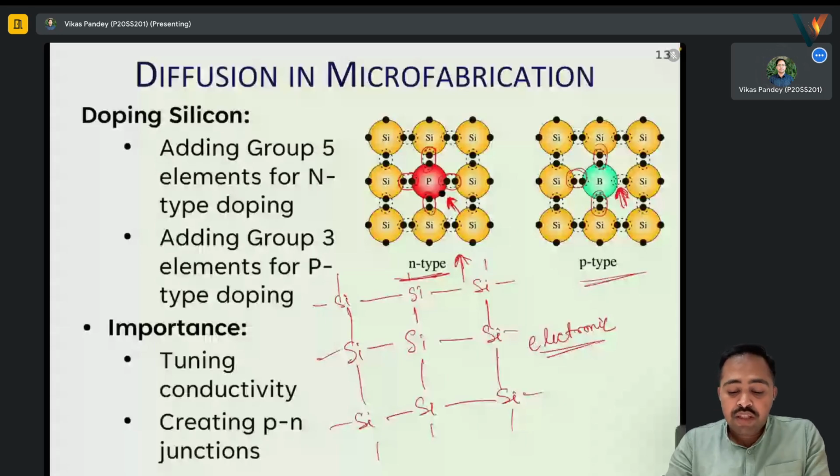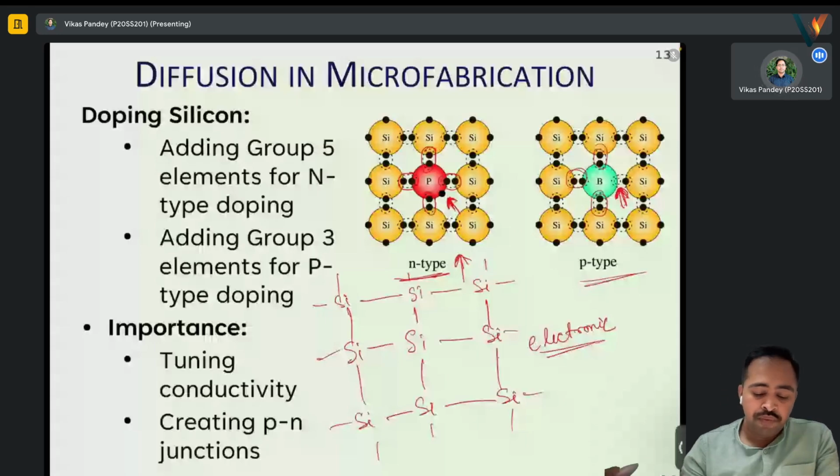What is the mechanism of this diffusion? It can be done in two ways. One is interstitial diffusion, or the other one is substitutional diffusion. In case of interstitial diffusion, impurity atoms move through interstitial sites. So impurities are added and then they move to.